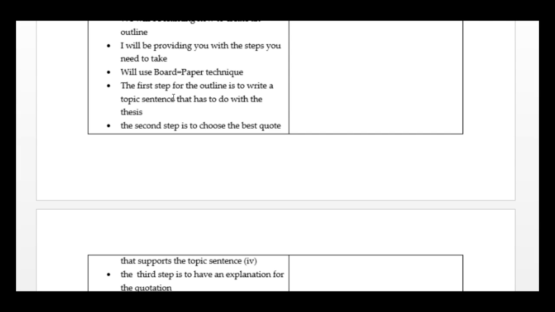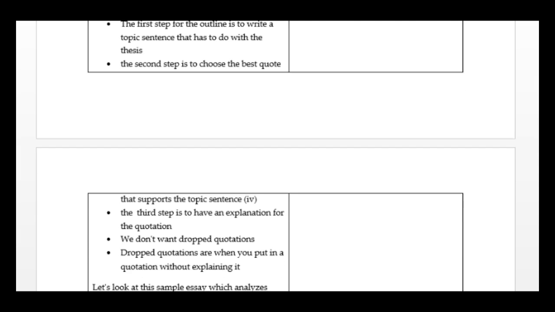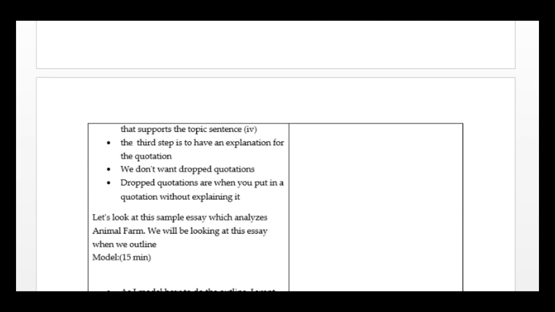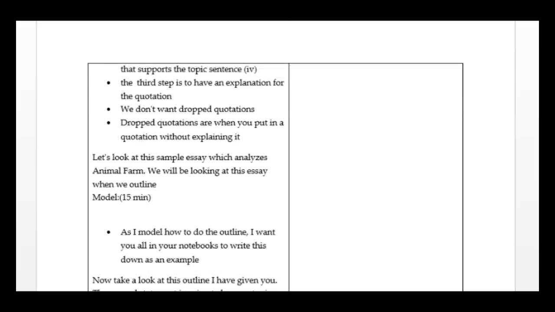I don't know what you mean by write a topic sentence. And then choose a quote that supports the topic sentence, and then have an explanation because you don't want a dropped quote. So that's a paragraph structure that you're direct instructing them on.